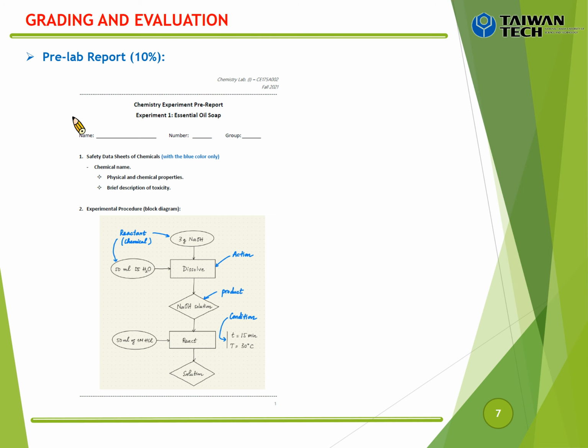Okay, and the next one I want to talk about is the pre-lab report. So the reports will be 30%, with 10% for the pre-lab report. I already uploaded this template on Moodle. So you just use this template and you write by yourself. For the pre-lab report, you should write the name of your experiment, and you should write your name, your number. I will send you the list, and then you should check your number.